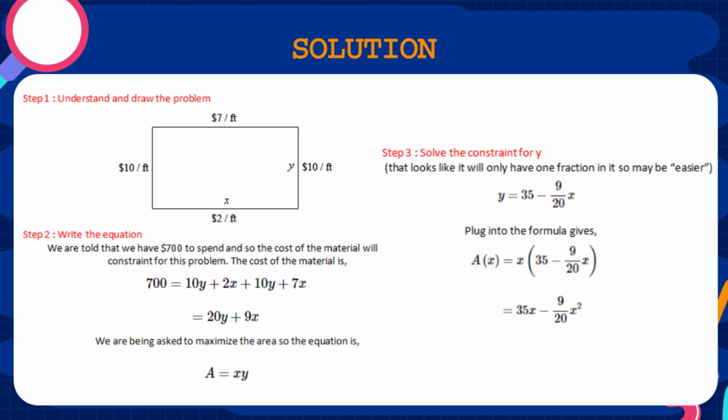Now, let's solve the constraint for y. That looks like it will only have one fraction in it, so it will be easier for us to solve. y = (35 - 9x/20)... that is, y = 35/2 - 9x/20. Plugging this into the area formula gives A(x) = x(35/2 - 9x/20) = 35x/2 - 9x²/20.